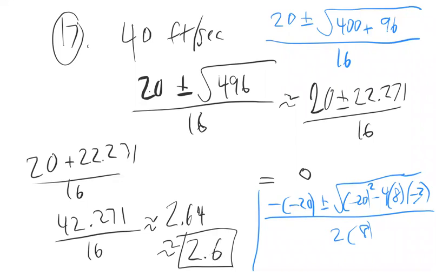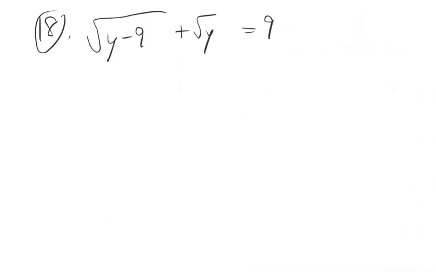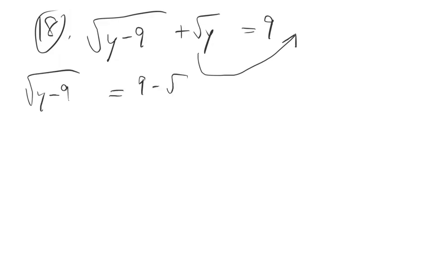Now let's try problem 18. Problem 18 says that you have the square root of y minus 9 plus the square root of y equals 9. So we're going to get the biggest and worst square root all by itself first. To do that, we're going to move that one over there. So we get the square root of y minus 9 equals 9 minus the other square root of y. Then we're going to take the square of both sides.